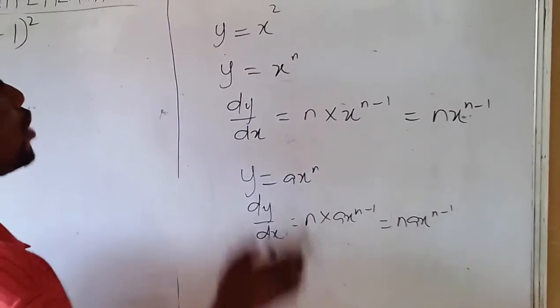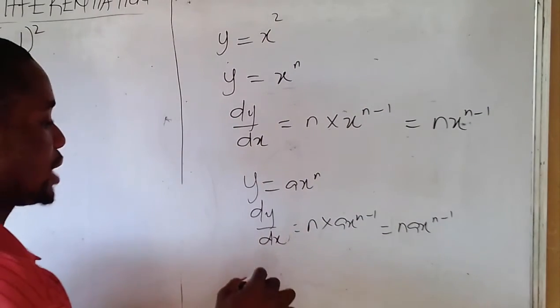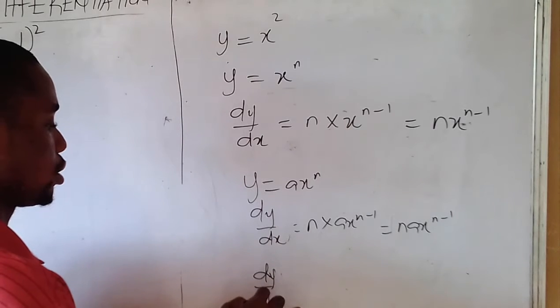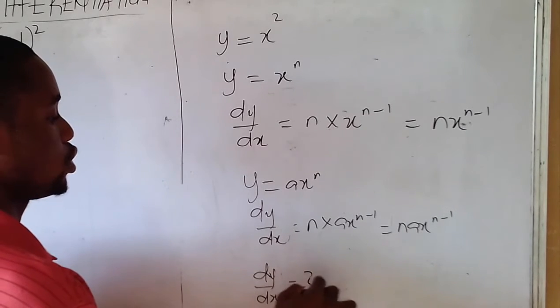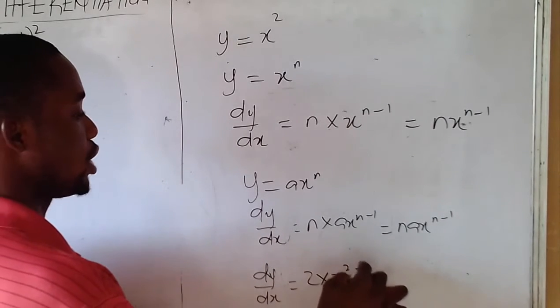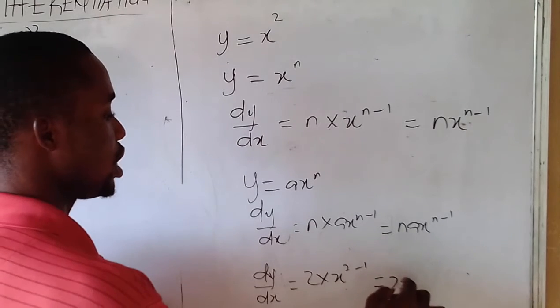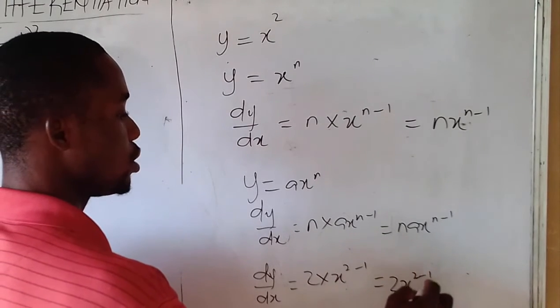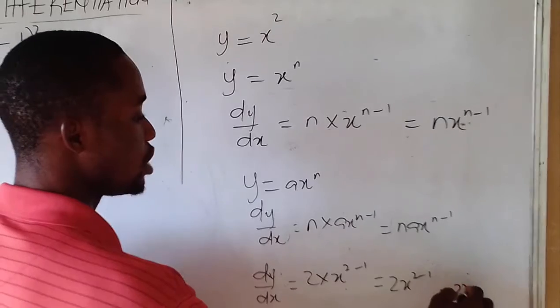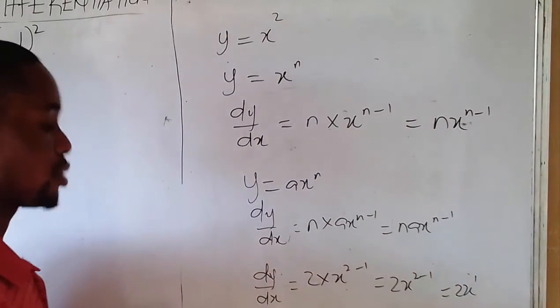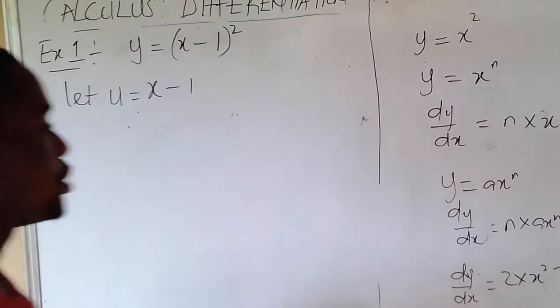So now solve this. dy/dx equals 2 times x raised to the power 2 minus 1, which leaves us with 2x raised to the power 2 minus 1, which is 2x raised to the power 1, which is 2x.